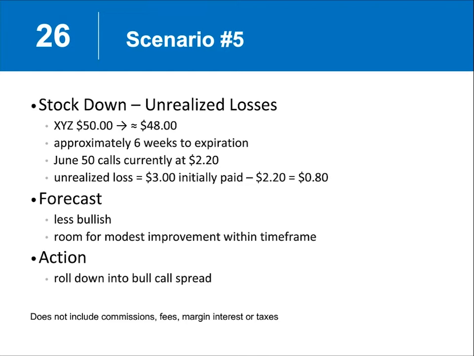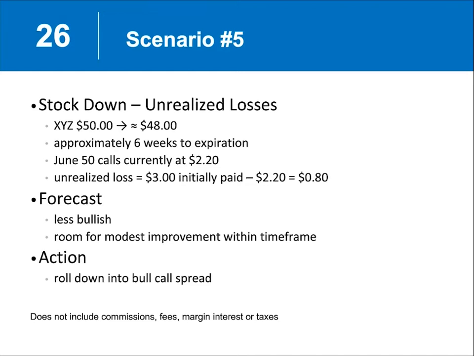So the few examples we have here are looking at a situation where the stock has moved a little against you and your forecast maybe has changed. In this case, the stock's gone down a couple of points, down to 48. We still have time to expiration, but our option now is in the red. We've lost 80 cents on our option as it's only worth 220. We're still bullish, but we don't think it's going all the way to 60. We're now more cautious, and we think that a bullish move to the upside may reach into the 50s, but not much higher than that.